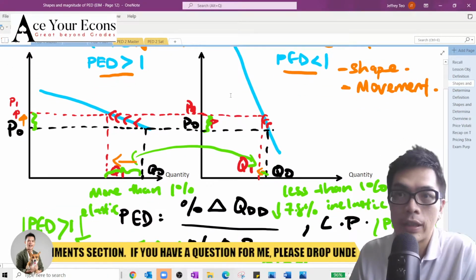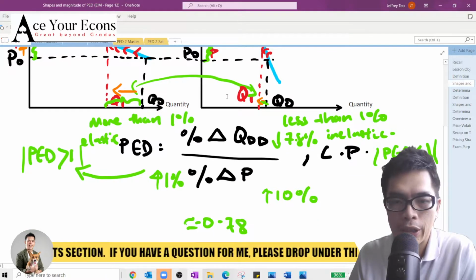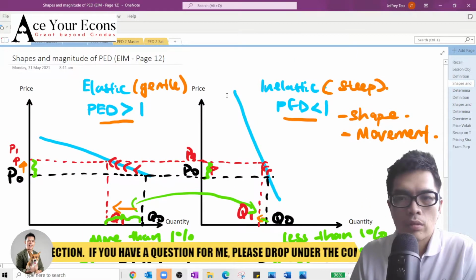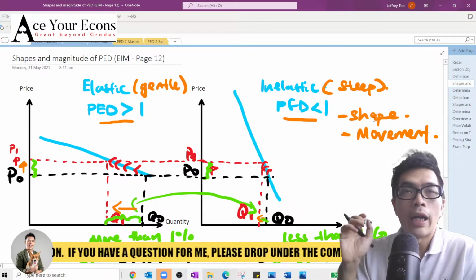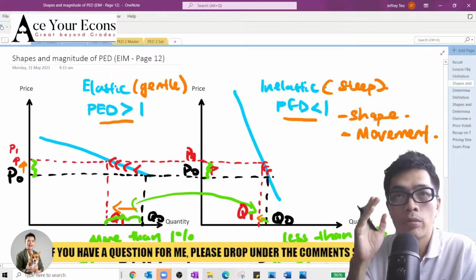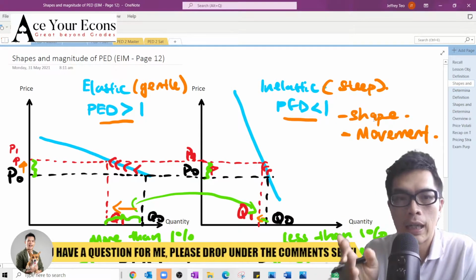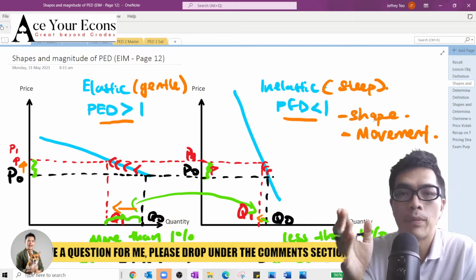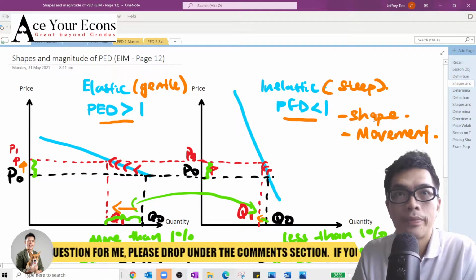Right? Sensitivity is also widely used in PED. So remember, when I ask you the shape of your PED, you should be able to quickly tell me whether it is elastic or inelastic, and steep or flat. Clear?